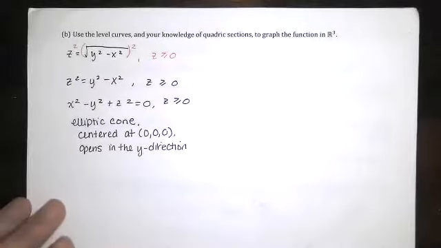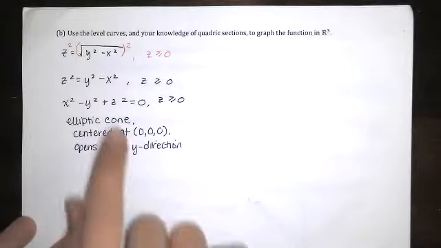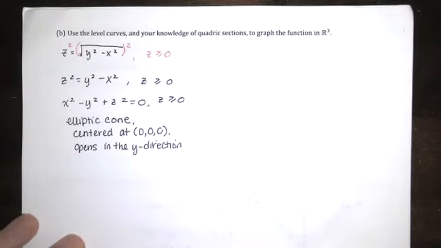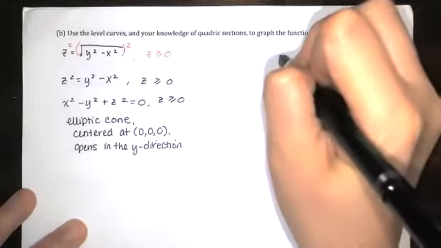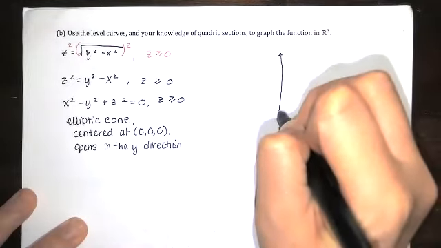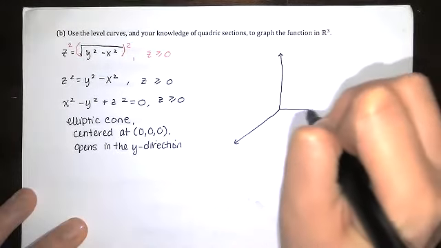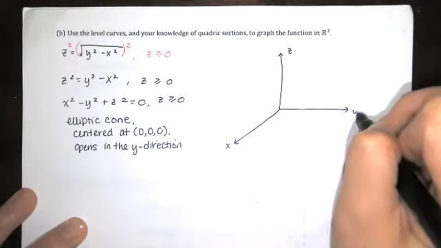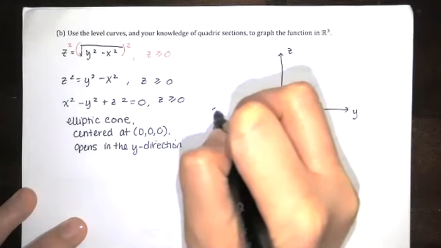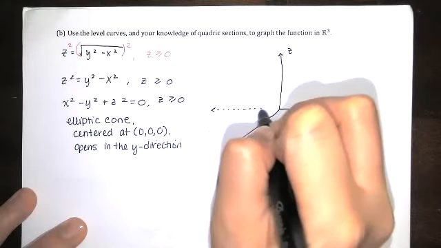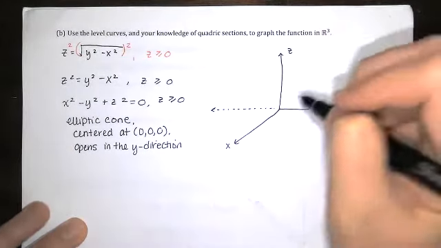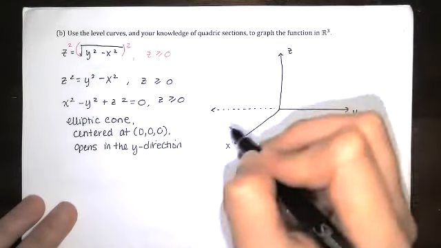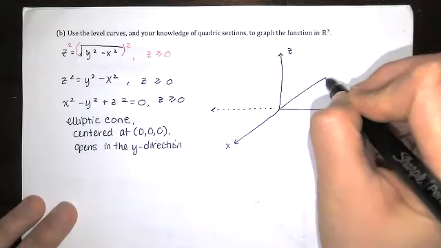Okay, so now I'm going to try to draw the top half of an elliptic cone centered at 0, 0, 0 that opens in the y direction. When in doubt, just draw the best picture that you can, and then put a big arrow and say, that's a cone. That's the top half of a cone. That's fine. It doesn't have to be perfect.